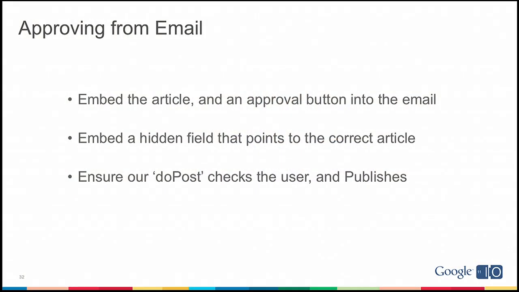So to approve from an email, we're going to use that HTML form capability. We're going to embed the article and the approval button into the email. That's actually not sufficient. We also need a hidden field that tells us which row of the spreadsheet we're going to approve. And then lastly, we want to ensure that our doPost is checking which user is posting. We don't want to let just any user run the approval function. We might find we're under attack.